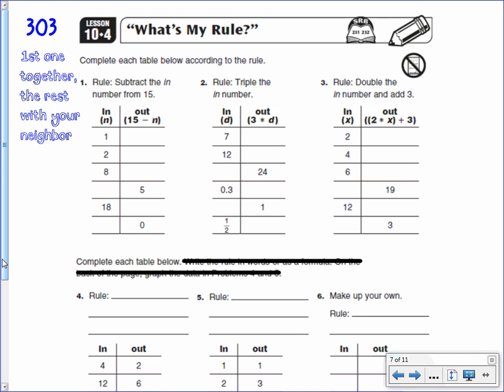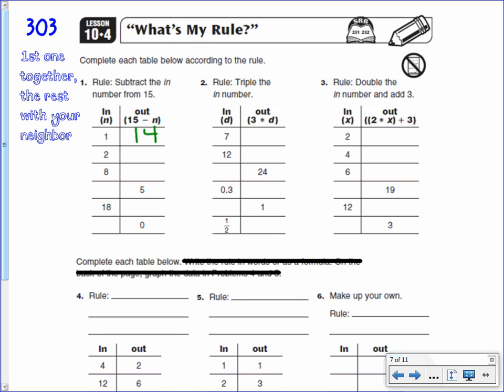All right, number 1. Our rule is you are going to take 15 and subtract n. Our n is the column off to the side. If I take 15 minus this n, what do I get? Negative 14. What? Why would I get negative 14?